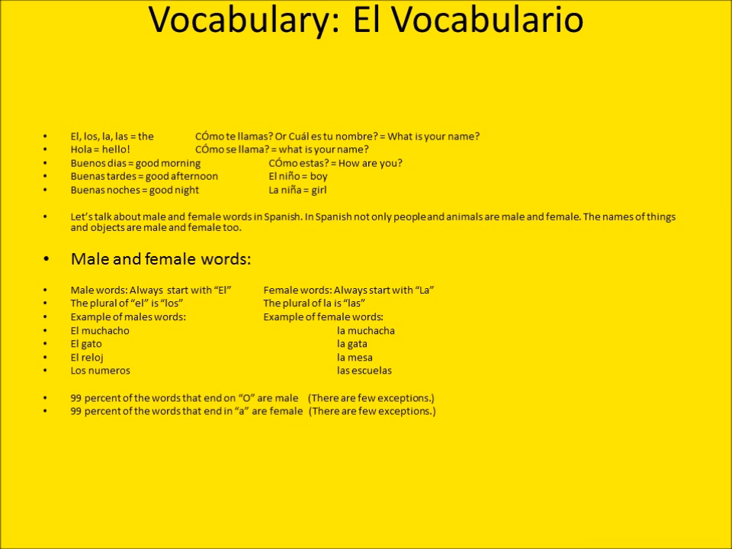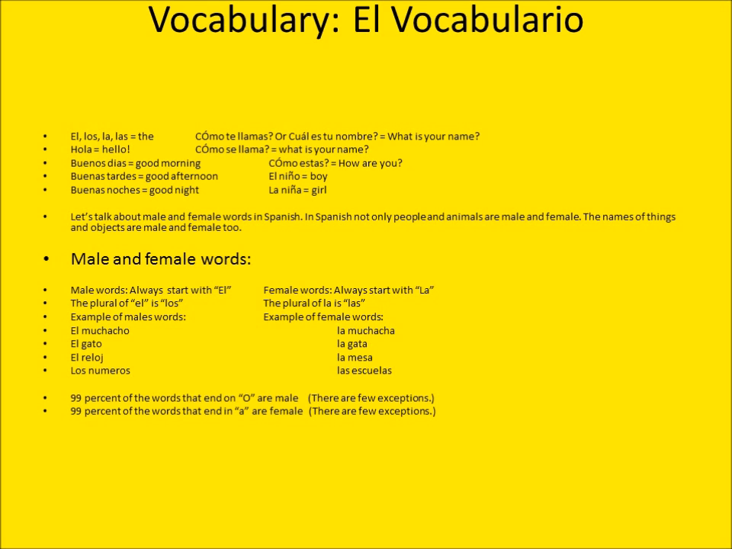How do you know it is a male word? Because it has el in front of it. Then you have el gato, el reloj, which is a clock, but that word is a male word. Okay, los números, that word is a male word.